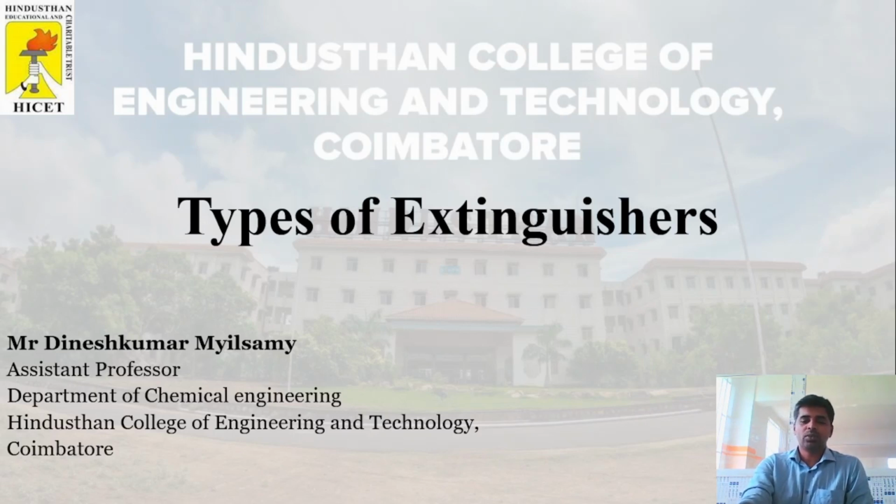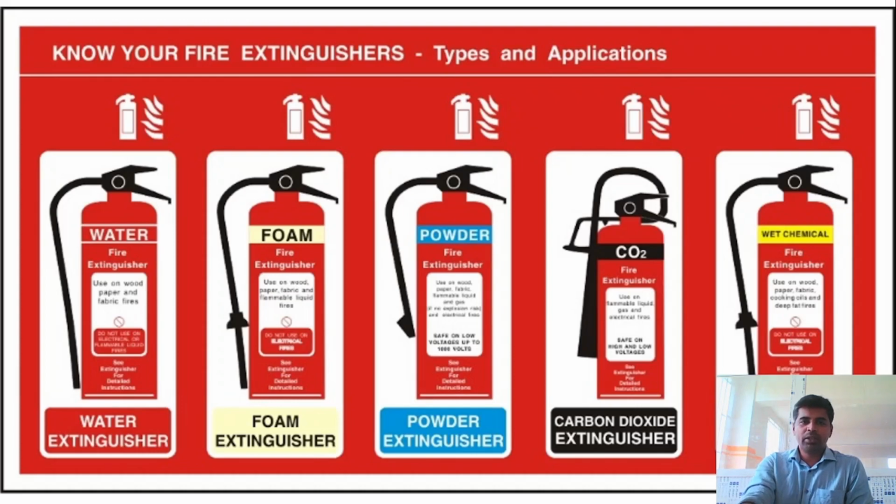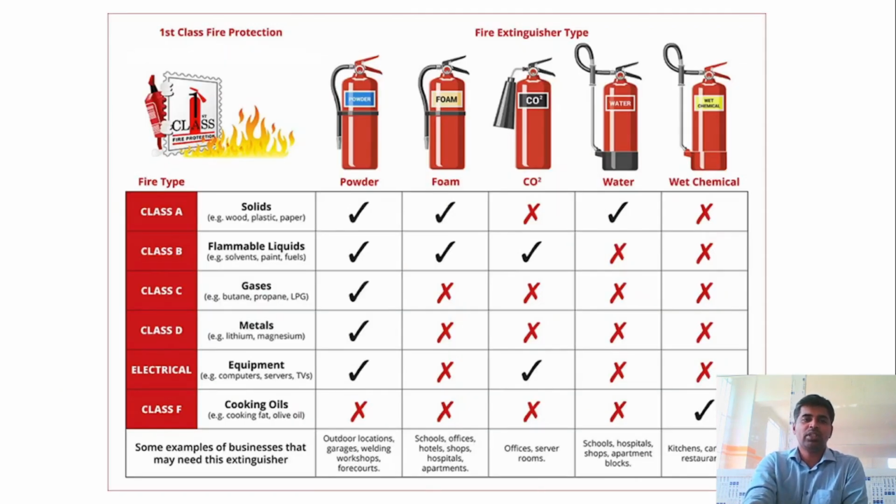Before getting into the types of extinguishers, there are usually five types, but before getting into these five types of extinguishers, we need to know about types of fire. There are six classifications of fire: class A, class B, class C, class D, electrical, and class F. Class A, class B, and class C are the most common that people see.